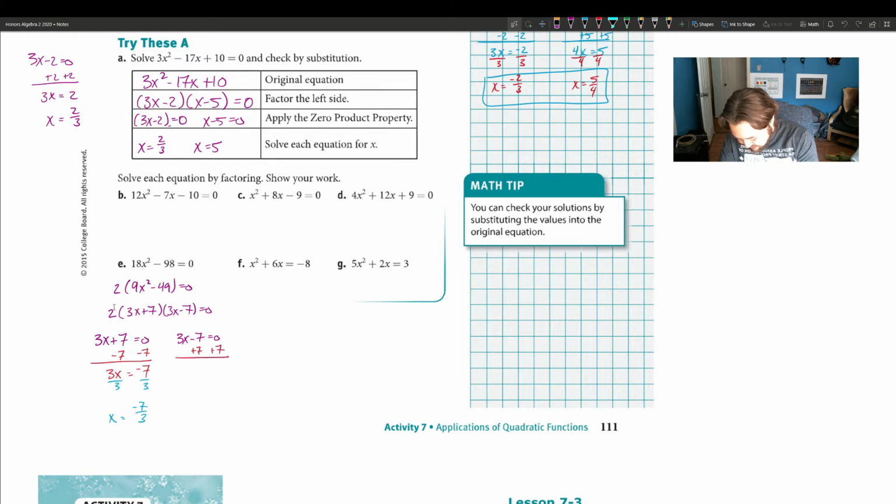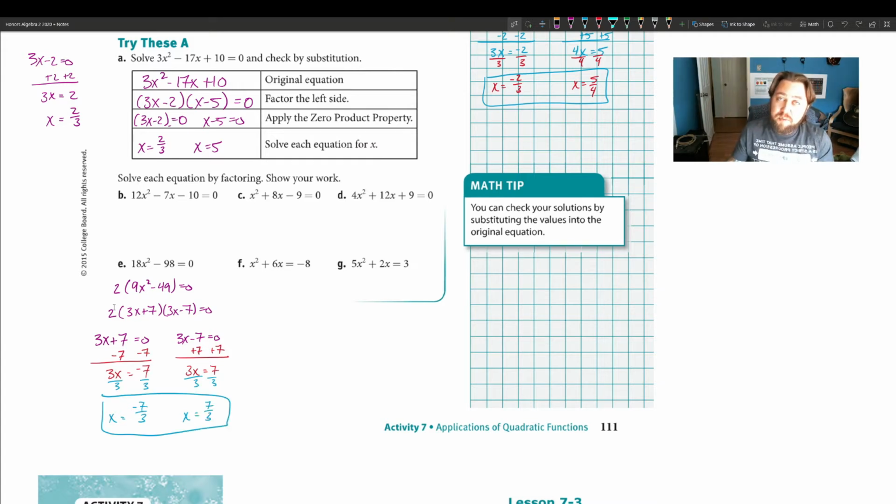We will get 3x equals 7. We will divide by our coefficient 3 and get that x equals 7/3. Not too bad. I imagine that would not be quite as quick if we had to use the quadratic formula. Okay, let's take a look at G.